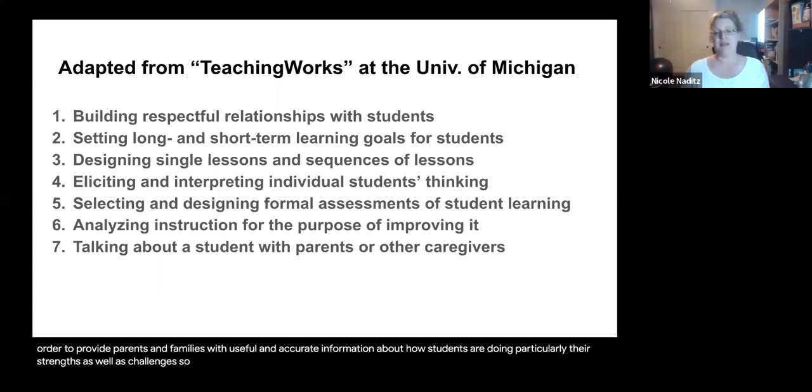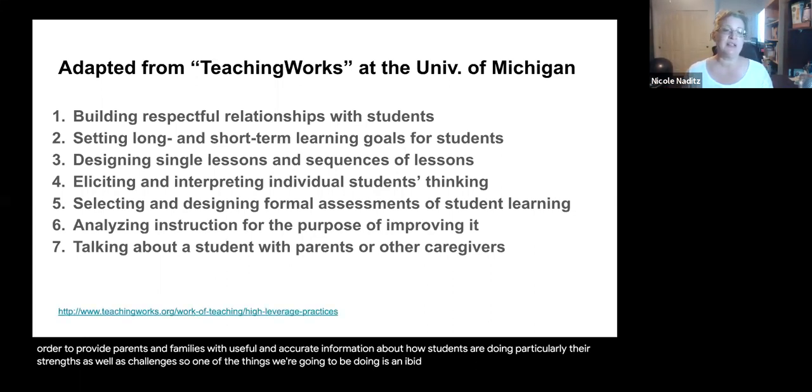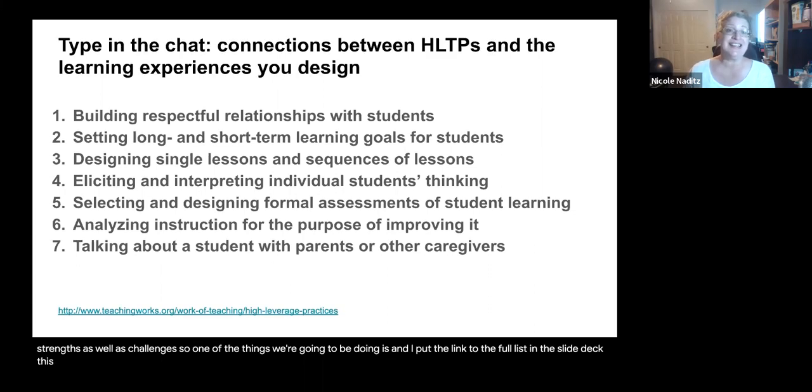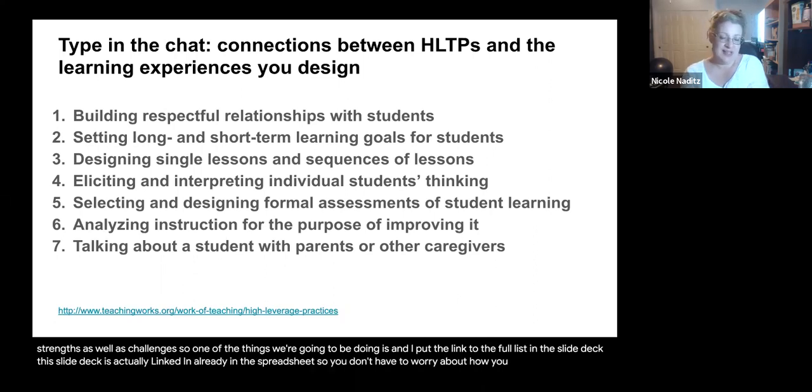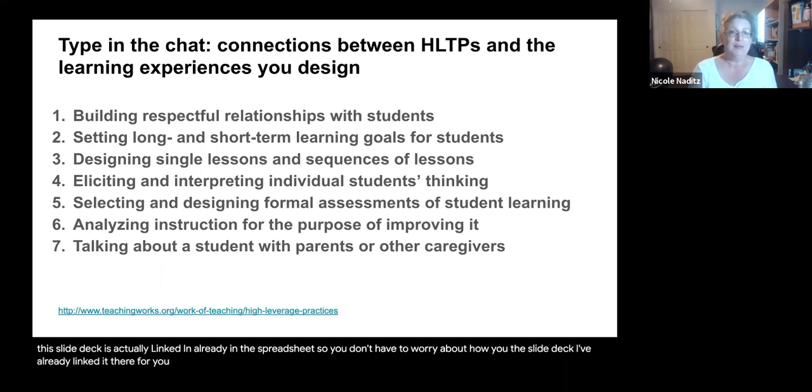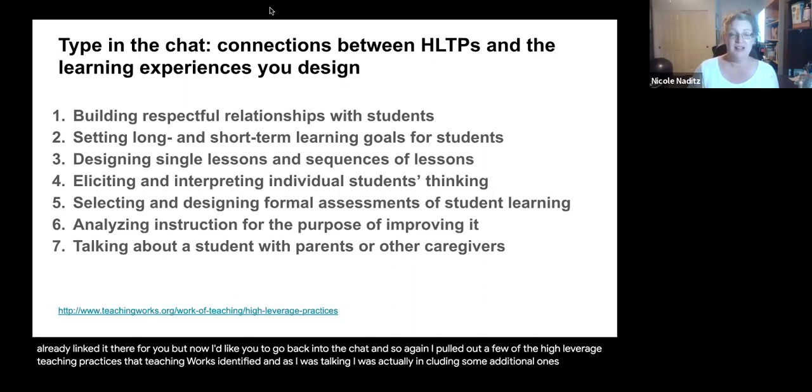So one of the things we're going to be doing is, I put the link to the full list in the slide deck. This slide deck is actually linked in already in the spreadsheet, so you don't have to worry about it. I've already linked it there for you. But now I'd like you to go back into the chat. So again, I pulled out a few of the high leverage teaching practices that Teaching Works identified, and as I was talking, I was actually including some additional ones.